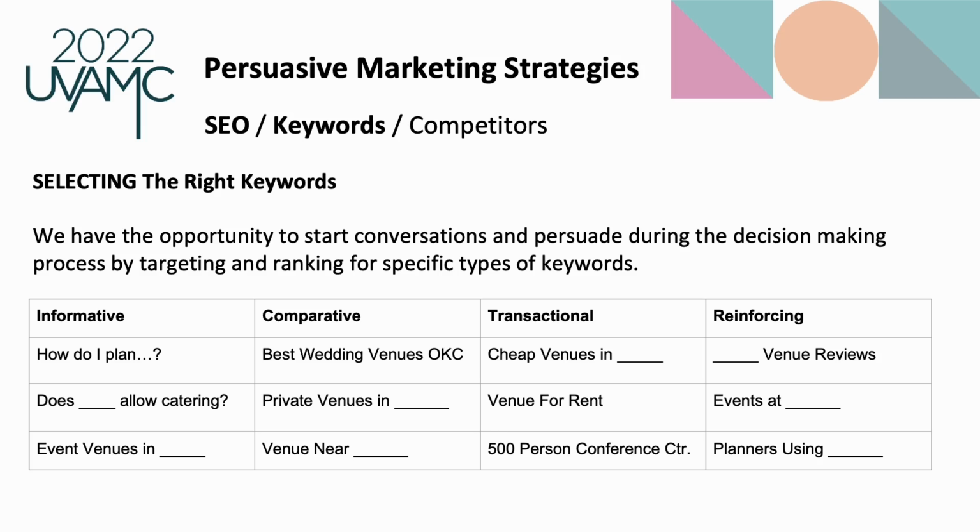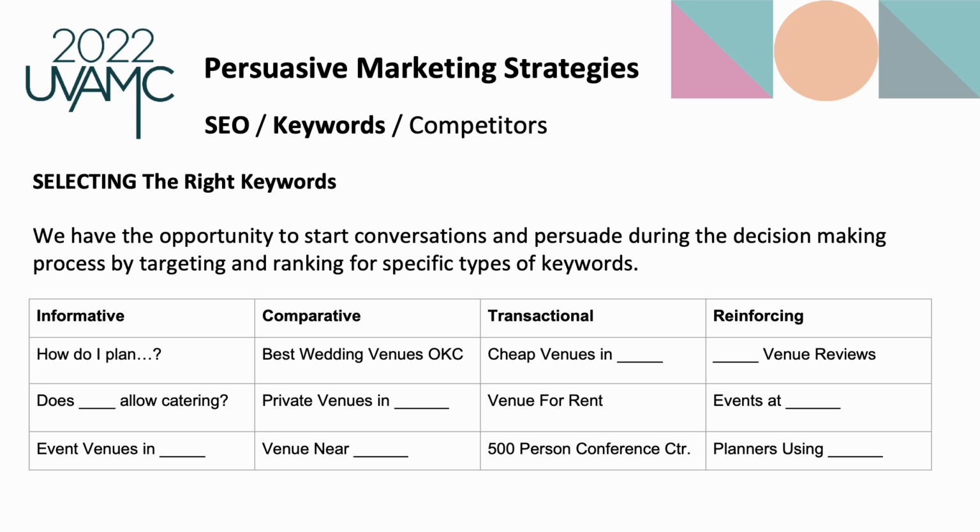So let's talk about selecting the right keywords. I have this in the SEO section. It obviously translates to everything else, figuring out what keywords and topics we want to talk about. I can break this up into 4 different topics. We have informative keywords. These are how do I plan a type of event. Does so-and-so allow catering? Event venues in Portland, Oregon.